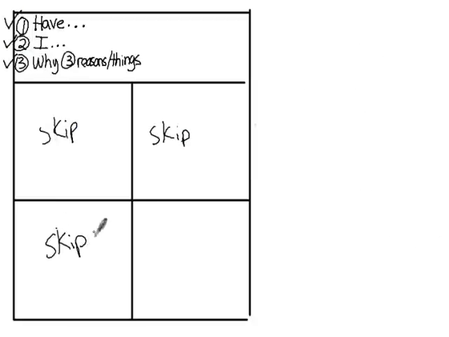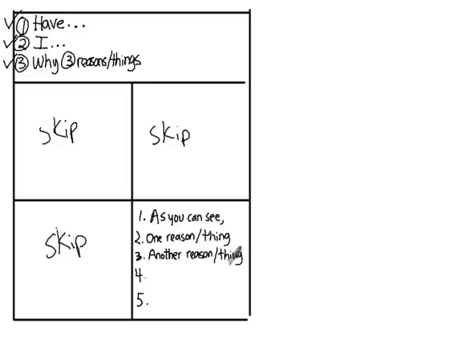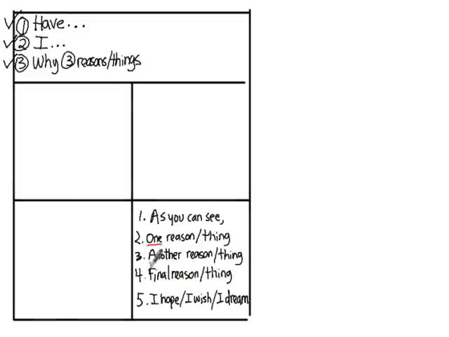They skip the next 3 boxes and write 1 through 5 for 5 sentence starters. It starts with, as you can see, 1 reason, another reason, the final reason, and then I hope, I wish, I dream. Now we're ready to move on to the 3 boxes. They're going to take the transition words, one, another, and final, and put them in those 3 boxes. So each paragraph starts with a transition word.